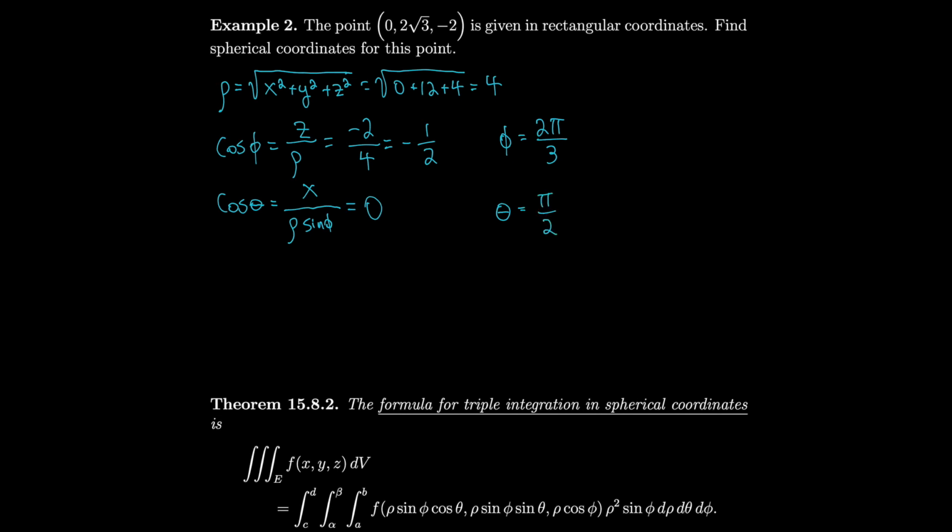Notice that even though theta equals 3 pi over 2 also results in cosine theta being 0, there's no way that theta could be 3 pi over 2, because in this case y is 2 rad 3, which is greater than 0. So we have to have y positive, so that means it must be over here and not over here. So our point is therefore in spherical coordinates (4, pi over 2, 2 pi over 3).